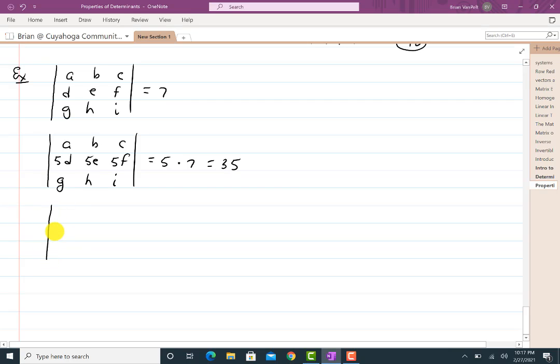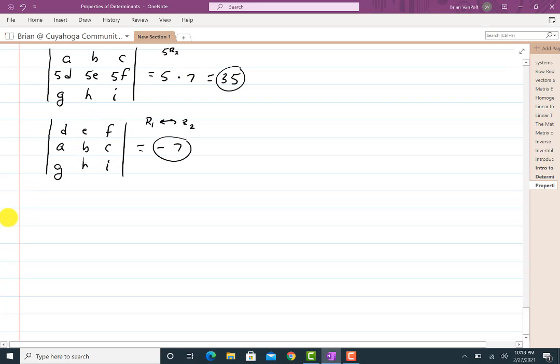Moving on. Suppose we have D, E, F, A, B, C, G, H, I. Well, here you've swapped two rows. In fact, you've swapped rows 1 and 2. I'll input R1 has been swapped with R2. So we get the negative of whatever the determinant was before. Here I probably should have just said 5R2 so you can keep track of what I'm doing. And then of course we're going to do one more. That'll be the row replacement.